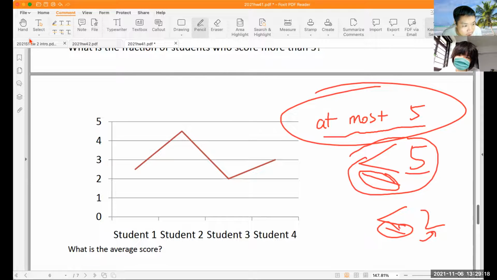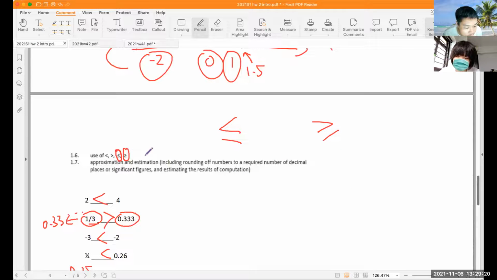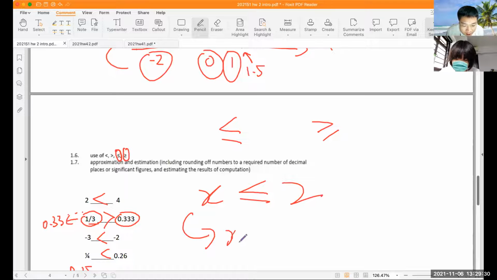Okay, so let's go back to this. Now you know how to make use of this, right? So if I write x is smaller than or equal to 2, the English meaning of this is x is smaller than 2, and 2 is included.